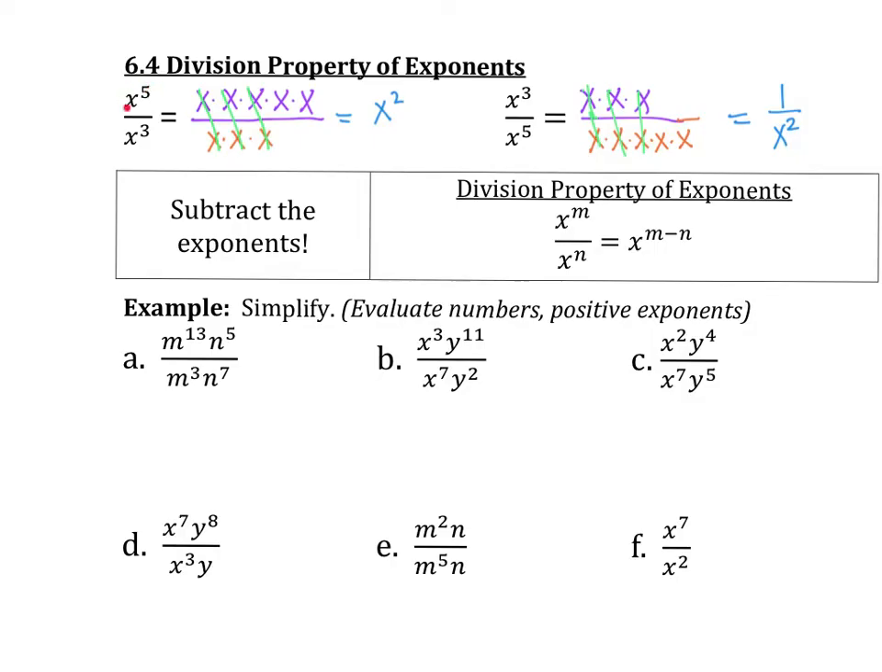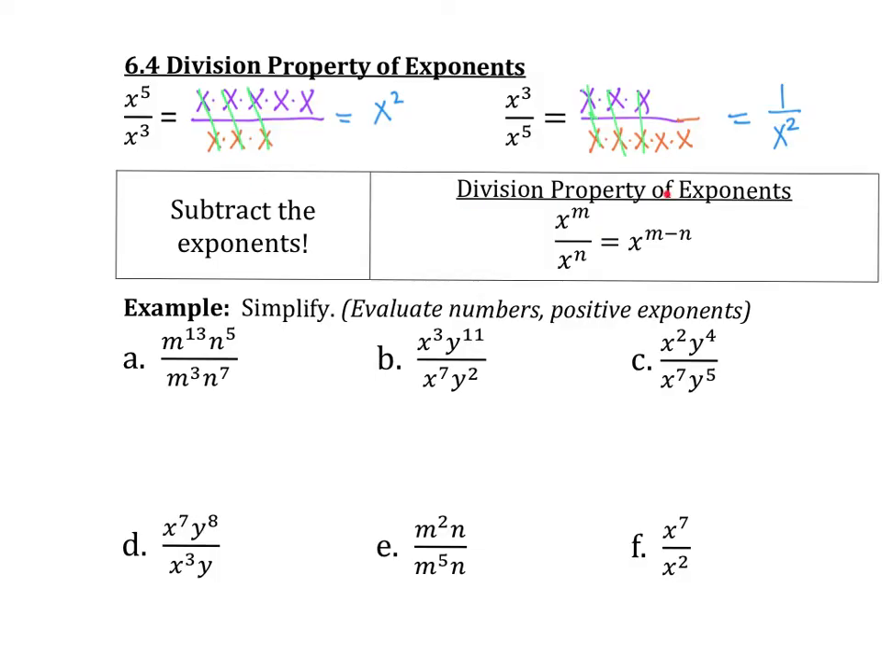So since the x to the fifth had a higher exponent, there were more x's at the top. So the x to the second was left at the top. In this case, the higher exponent was at the bottom, so there were more x's at the bottom, which is why the x to the second was left at the bottom. If you respect the higher exponent, you don't have to worry about positives and negatives.